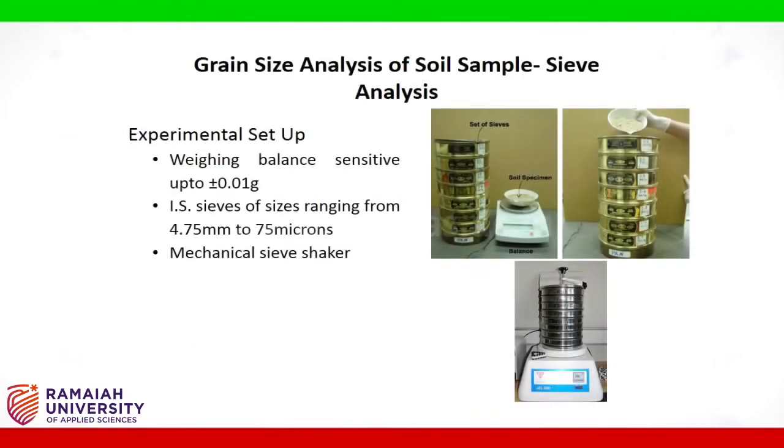Experimental setup. Weighing balance sensitive up to plus or minus 0.01 grams. IS sieves of sizes ranging from 4.75 mm to 75 microns. Mechanical sieve shaker.